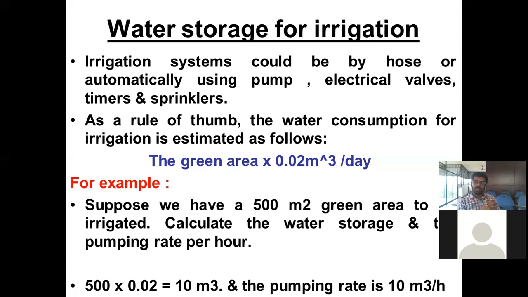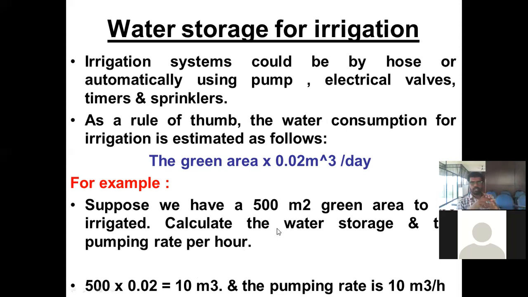As a thumb rule, we can implement this. Just multiply the area in square meters by 0.02 meter cube, and you will get the estimated water consumption per day. If this is a question, what will the water storage be? Multiply 500 by 0.02, and you will get 10 meter cube. 500 times 0.02 is 10 meter cube.